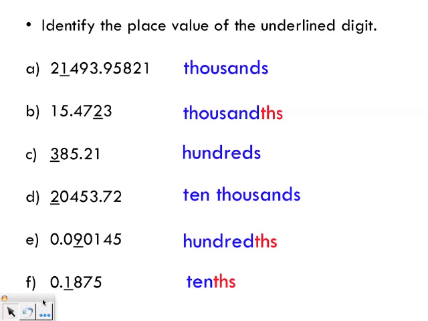Be real careful with this one. What do you think some people might accidentally call that one? The ones. There's no ones column. So, pretty straightforward, right? Just being able to identify the place value is really, really important.